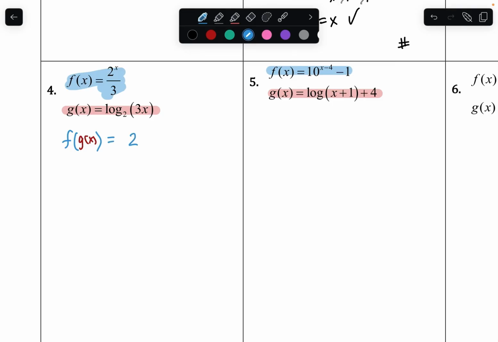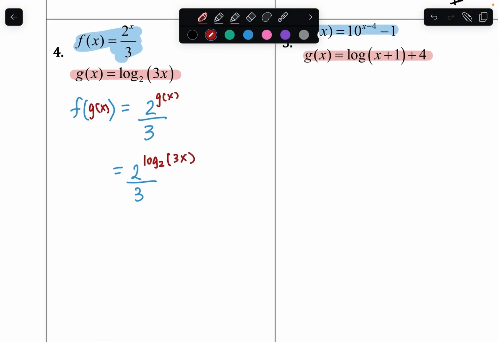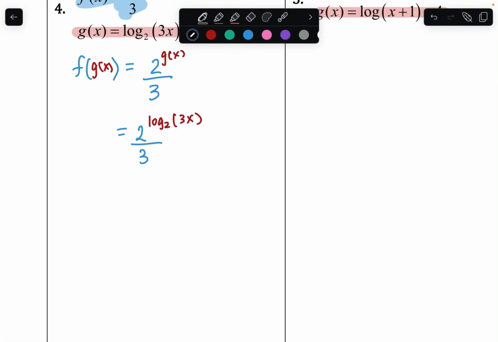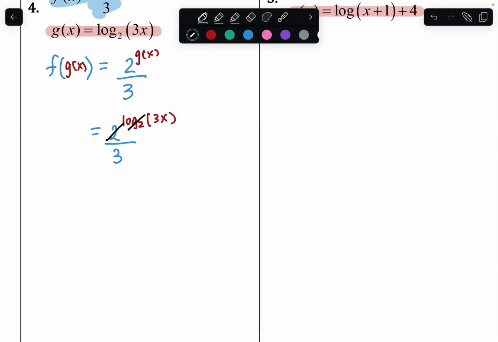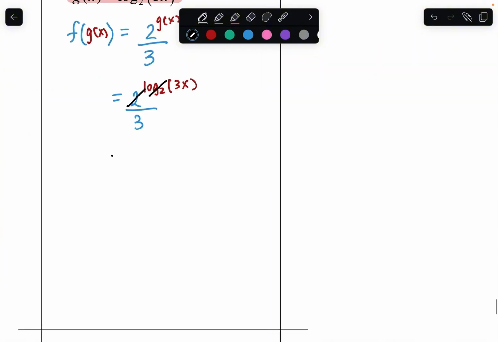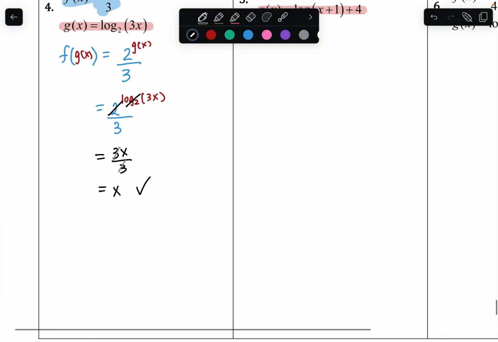So the rule for f is 2 to the x over 3, but instead of x, I'm writing g of x. And so in my next step, I'm going to write the expression for g of x, which is log base 2 of 3x. Okay, and so now we're ready to cancel things. The 3's can't reach each other, but I have an exponential base 2 and a log base 2, which frees up that numerator of just 3x. And then now the 3's can cancel, which leaves me with just x. So first direction is done.